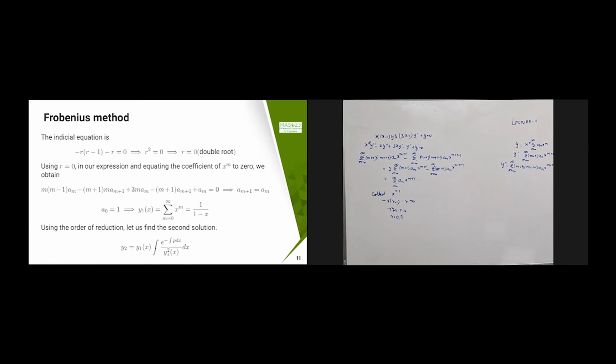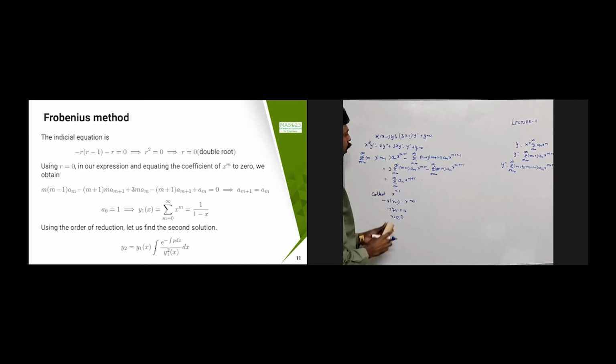Now we are going to see what the coefficient of x power m is. I have to collect the x power m term. Since r equal to 0, I can substitute 0 everywhere, so wherever I have r, I can remove it.